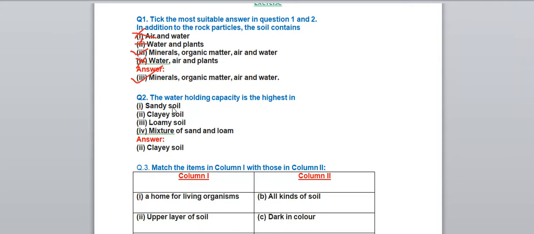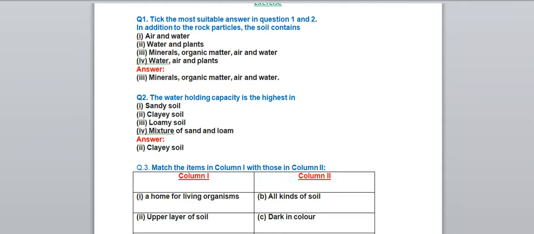Next question, what we have, the water holding capacity is highest in, we have 3 types of soil, right? Sandy, clay and loamy soil. So in which of the soil is the water holding capacity highest? Which soil can absorb more water? So let's look at the options given over there. Sandy soil, clay soil, loamy soil, mixture of sand and loam. So the correct answer is clay soil because this soil has the highest water holding capacity. This is best suitable for the growing of crops also. So your correct option is clay soil.